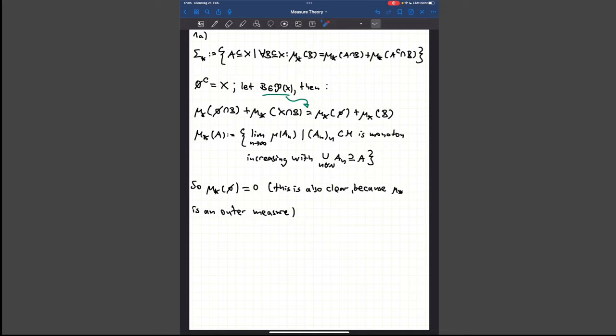So now we're choosing B in the power set of X, and now we show with that the empty set is in this sigma star. This is really not that hard, because if you see that, we get that, and now B is in the power set of X, so this is just B. And now my assertion is that this is 0, and this is really not hard to see. You can see that if you choose a constant sequence of sets for that, or otherwise, mu star is an outer measure, so it is clear that this is 0, and then we have exactly what we wanted, and therefore the empty set is an element of it.